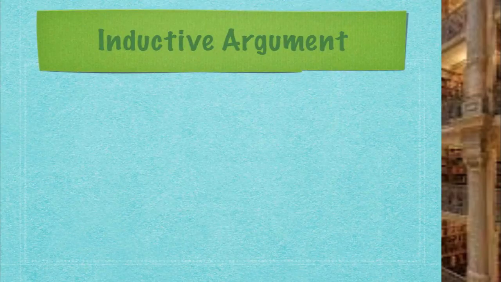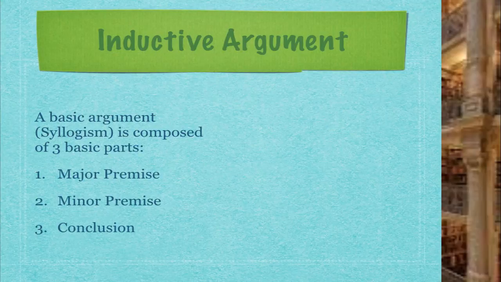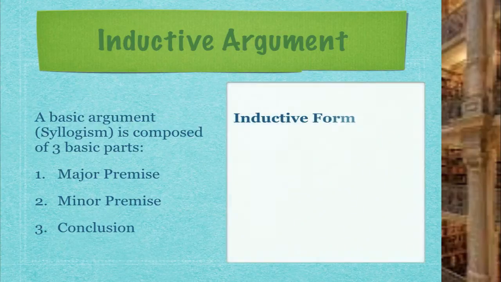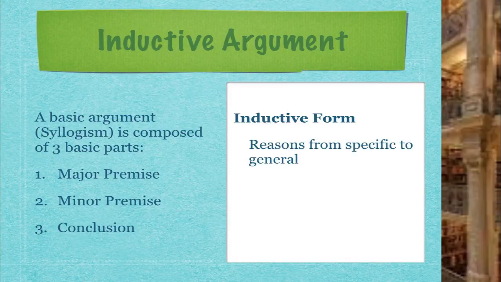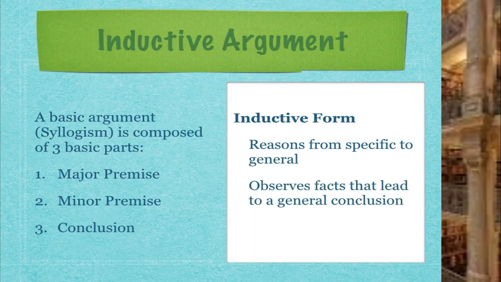All right, with those examples of a deductive argument, now let's look at the inductive. Again, it follows the same basic form or syllogism. There's a major premise, a minor premise, and a conclusion. And the inductive form is a little bit different in that reason goes from very specific to the general. It observes facts that lead to a general conclusion, but really no certainty is possible. So it's very different from the deductive argument in those elements.